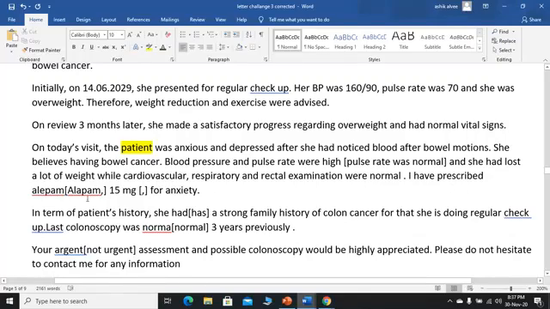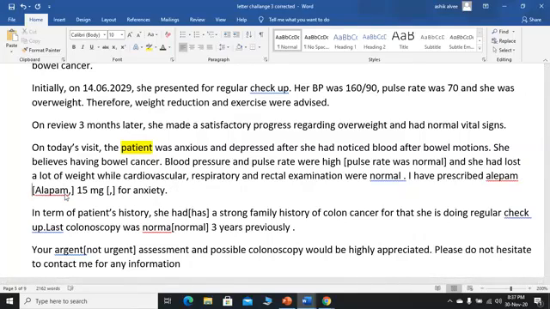"I have prescribed LAPAM." The word LAPAM is a proper noun. It is a brand name. So any proper noun should be written in capital letter. So it should be capital LAPAM. And I think the spelling is wrong here. Comma, 15 milligram, comma, for anxiety.